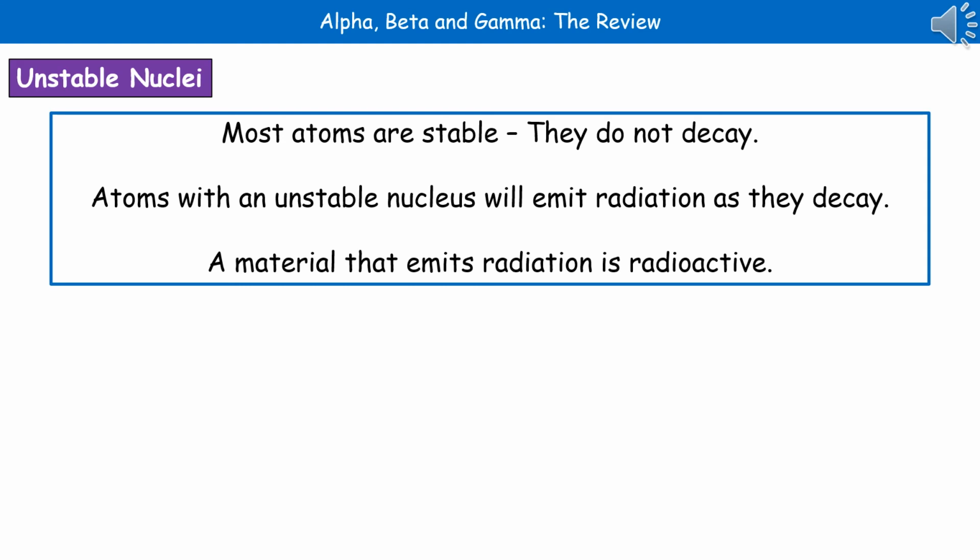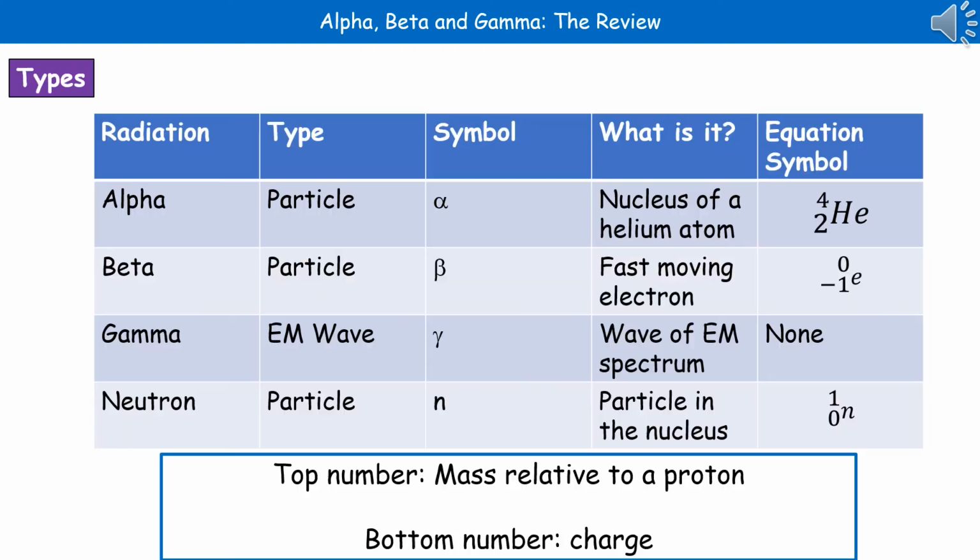What we find is that most atoms are stable, so they don't decay. But some atoms are unstable because they've got this unstable nucleus that will emit radiation as it undergoes this process of decay. Any material that emits radiation is known as radioactive.